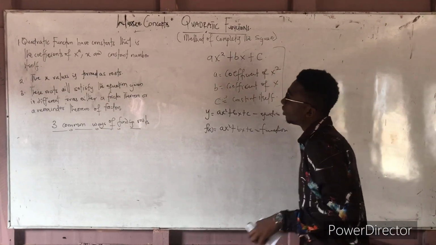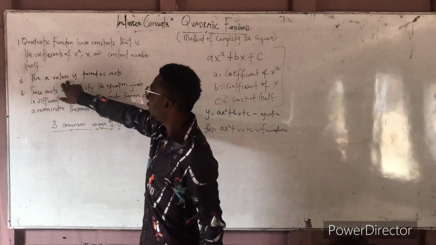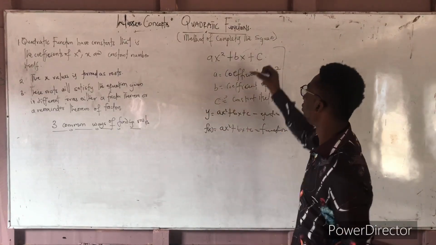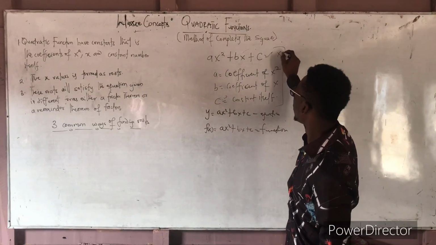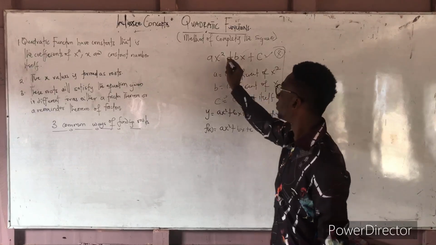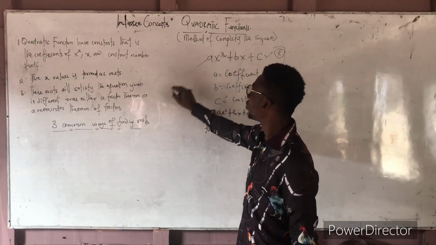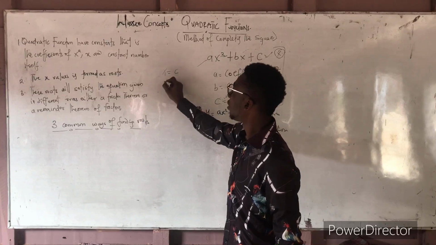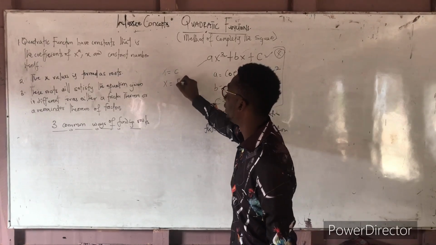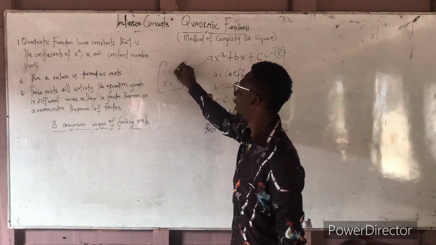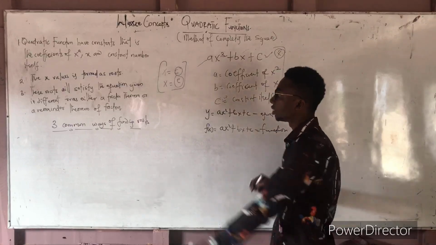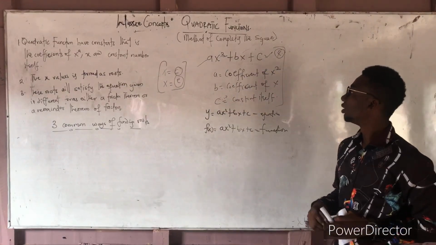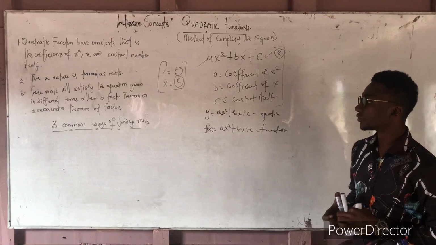Now the x values are the same as the roots. Anytime you have a quadratic equation, you can find the values of x. Because it is squared, you get two roots. So you can get maybe x is equal to c, or maybe x is equal to e. These values you get for x are what we call the roots of the quadratic equation.